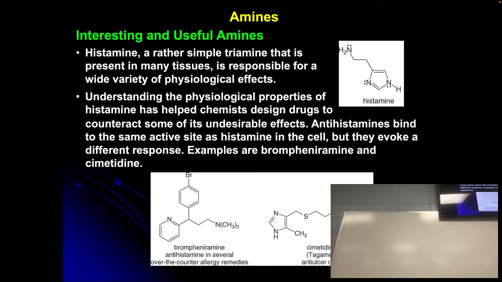But what kind of amine does it have? That's a tertiary amine, whereas this is a primary. And it turns out that this binds to the same cell receptors that histamine binds to, but it doesn't elicit the response, the allergic response that you all have to deal with. So this blocks histamine from causing those side effects, which is kind of nice.